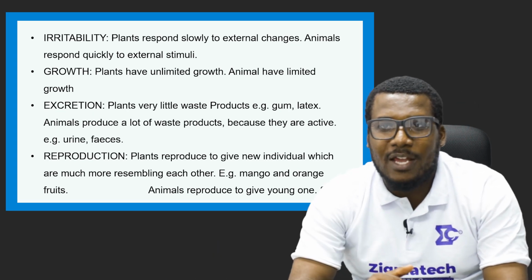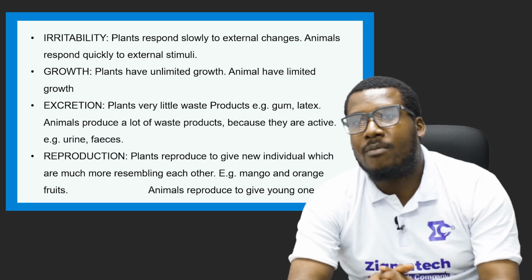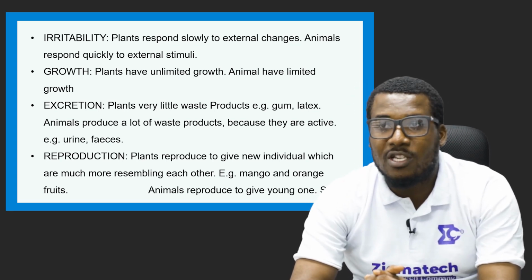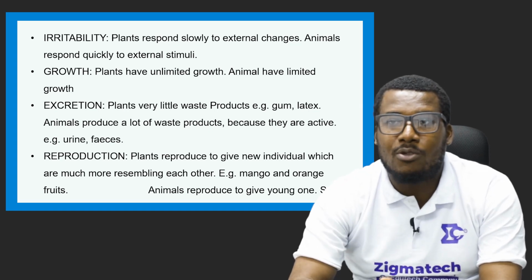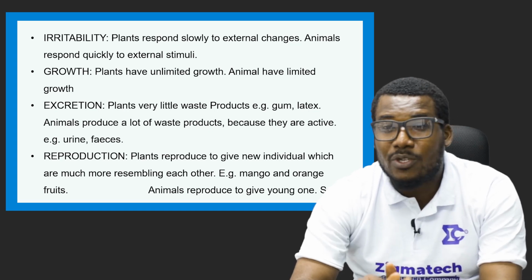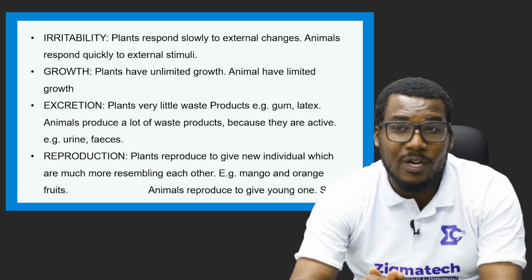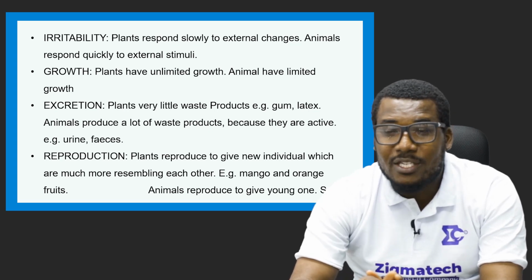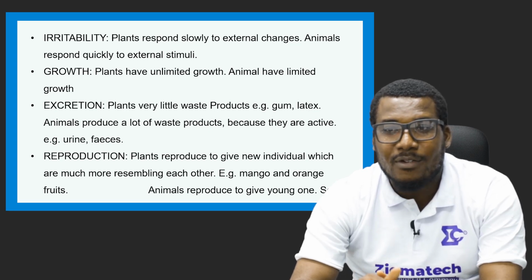Ninja, the next one after the N is I. I is for irritability. Irritability means plants respond slowly to external changes. Animals respond quickly to external changes. For example, if there's cold here, the plants will slowly get frozen or get the impact of the cold weather. If there's heat around, the plants will slowly die off in their foliage.